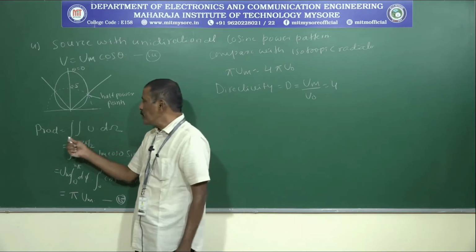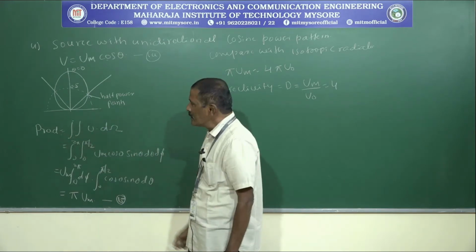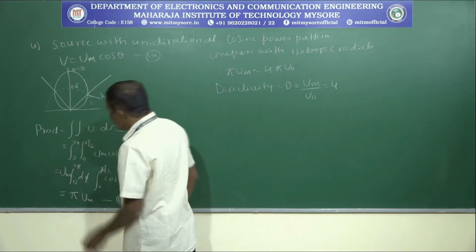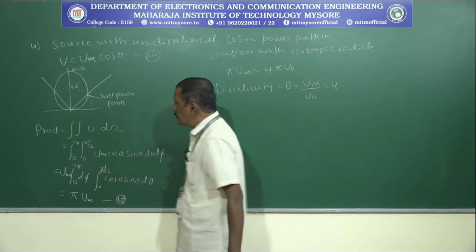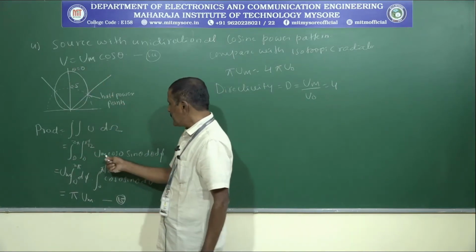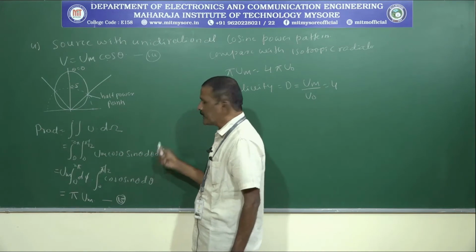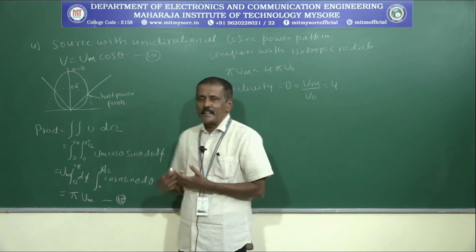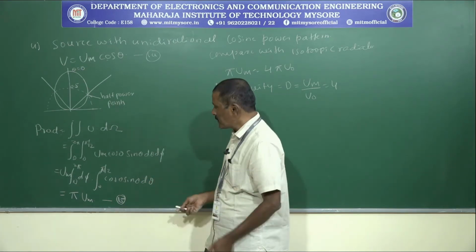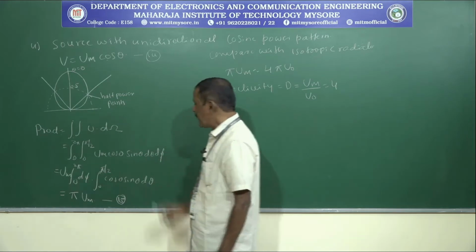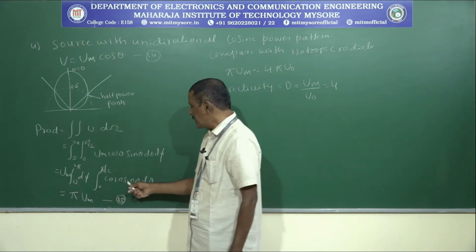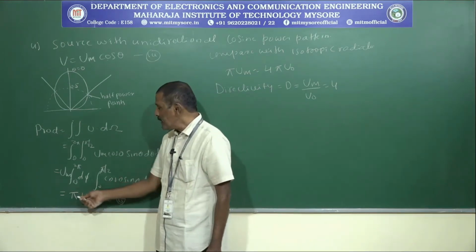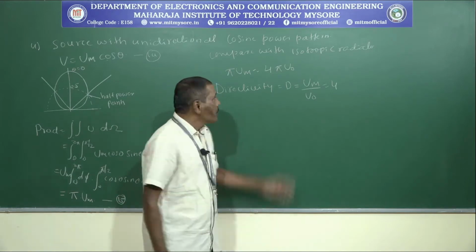Now the power radiated is equal to U into d omega with the double integrations. Now, so the limits of integration is 0 to 2 pi and 0 to pi by 2. U is Um cos theta, d omega is sin theta, d theta and d phi. Um is a constant, you will take it outside and take all the theta terms on one side and the phi terms on one side, then 0 to 2 pi d phi and 0 to pi by 2 cos theta sin theta into d theta. If you integrate this equation, we will get the value equal to pi into Um.